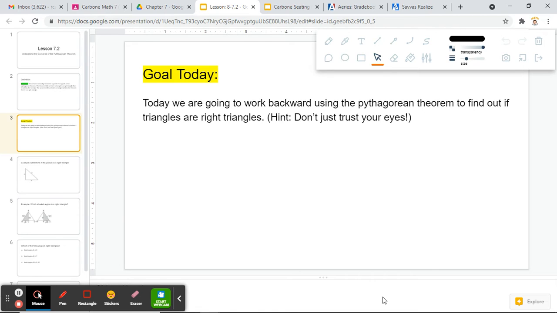And here's a hint for you guys. Don't just trust your eyes. The books are going to try to play some tricks on you, make them look like right triangles when they're not really right triangles. All righty, let's get started.